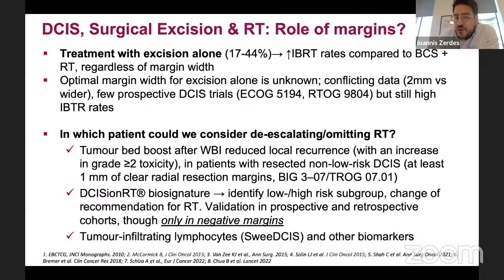And of course, new efforts are being made in order to develop different markers that could identify low or high risk subgroups of patients in order to change the recommendation for radiation therapy. One of those is the DCISionRT biosignature, and also some biology-driven and microenvironment-driven markers, such as tumor-infiltrating lymphocytes, but these are only in patients with negative margins.